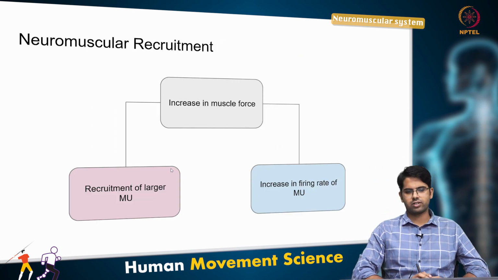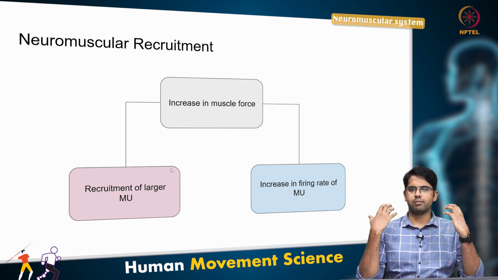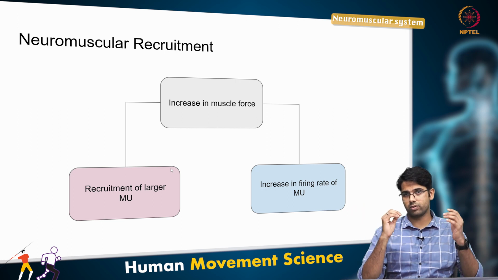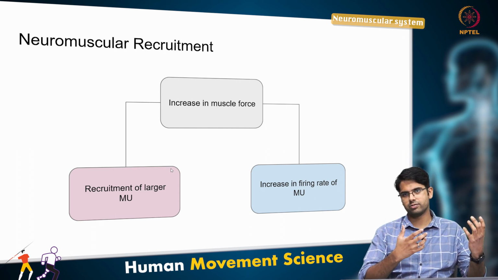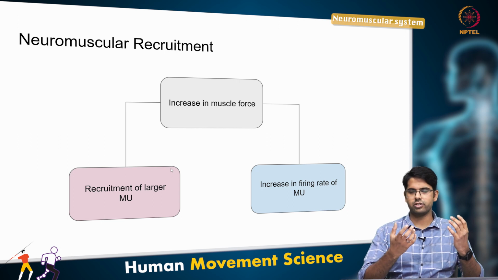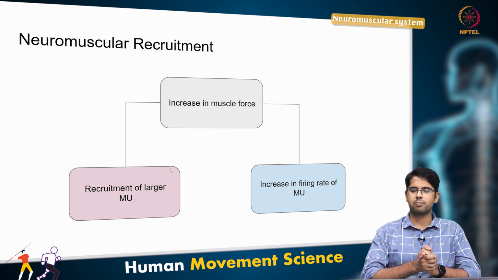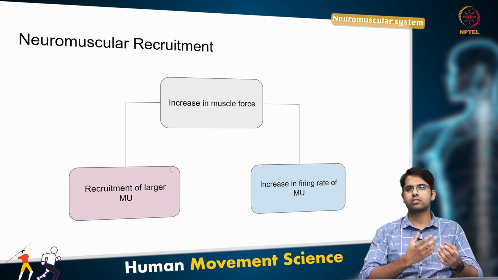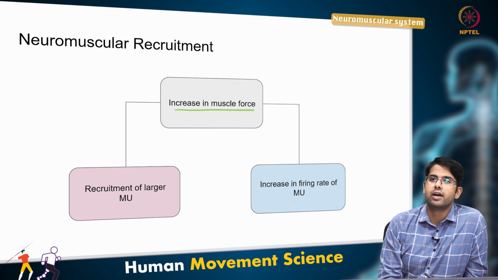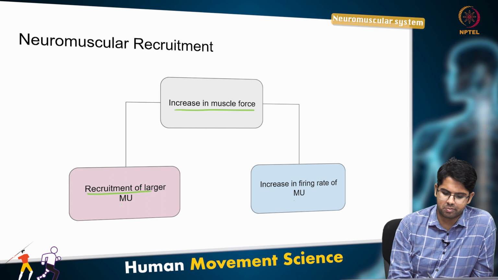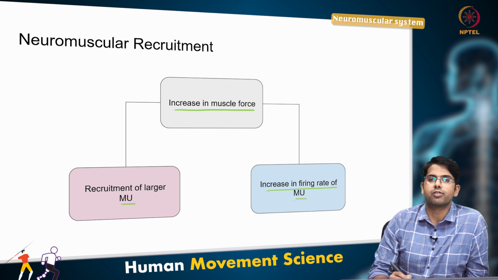So that brings us to the topic of neuromuscular recruitment. Muscles are there in your body by themselves. They do not work; they need some sort of activation. That activation comes from the nerves, which in combination forms the neuromuscular system. Which means that there are strategies that the body applies to recruit muscles based on the desired outcome. There are two ways in which an increase in muscle force can happen. You can either recruit larger motor units, or you can increase the firing rate of the motor unit.